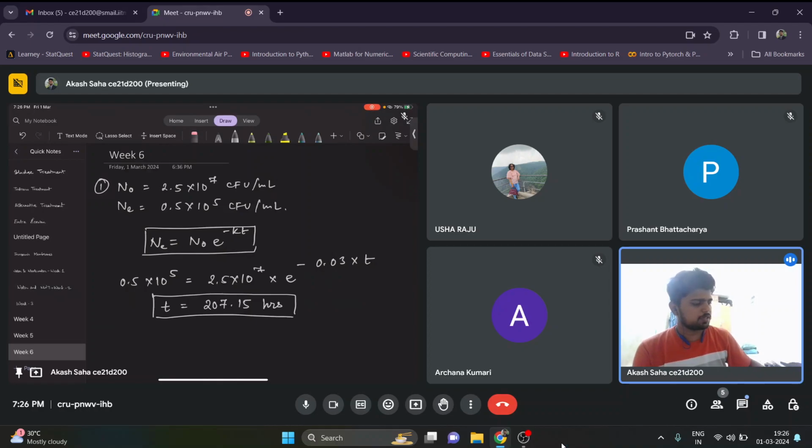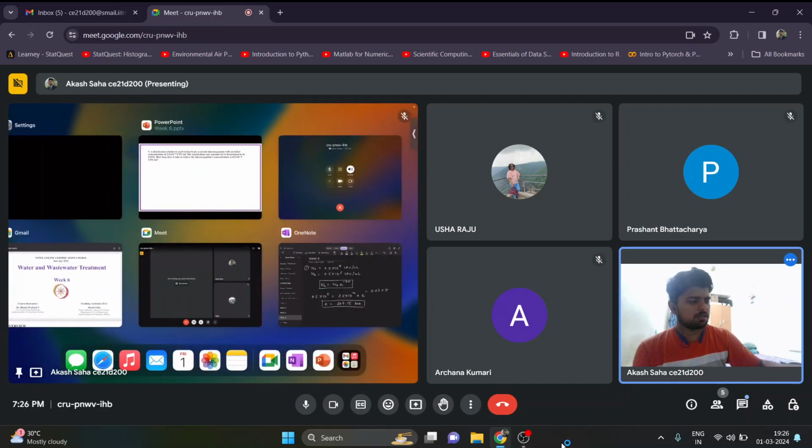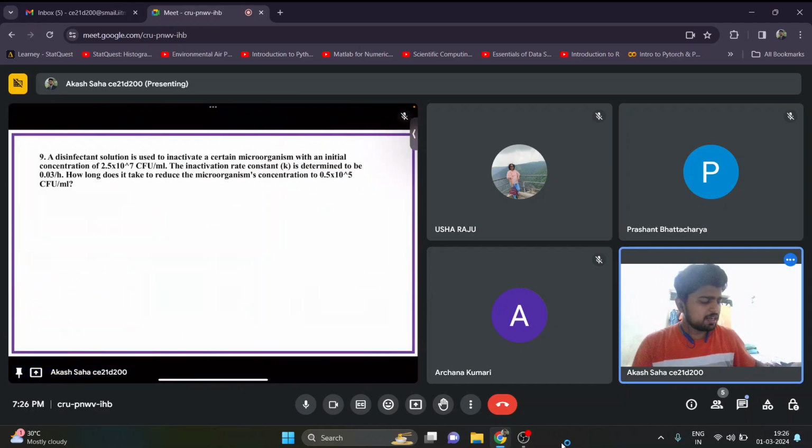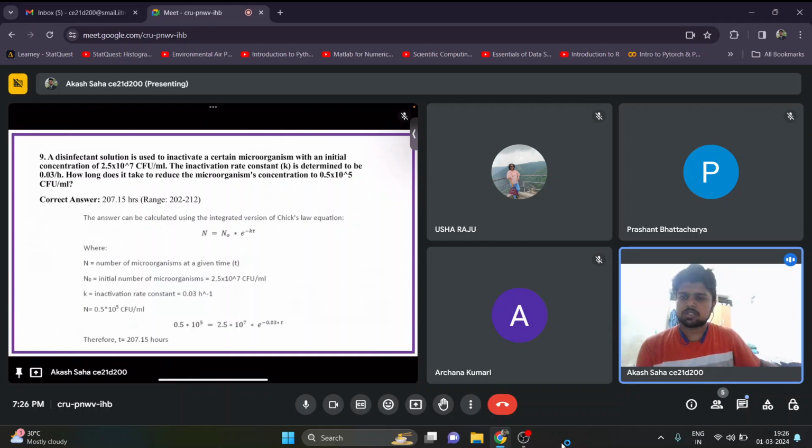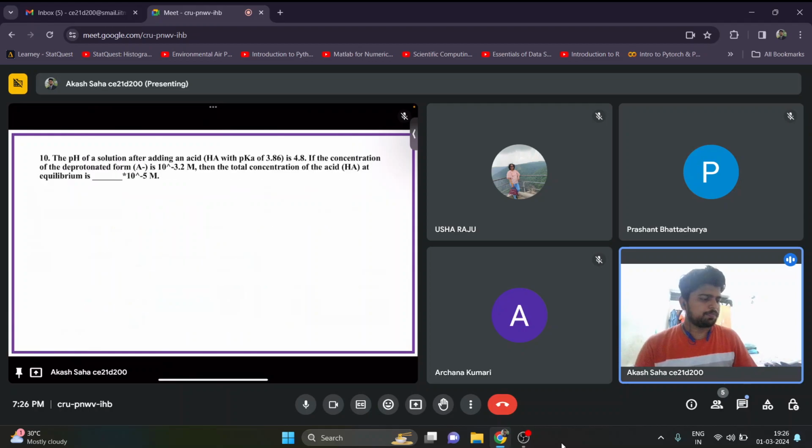So I hope it is very clear. It is basically called the Chick's law. So this equation is nothing but the Chick's law to find out maybe the time or rate constant or final concentration. So the answer is Chick's law. So here is the solution, whatever we did. Okay, so we'll move to the next problem.